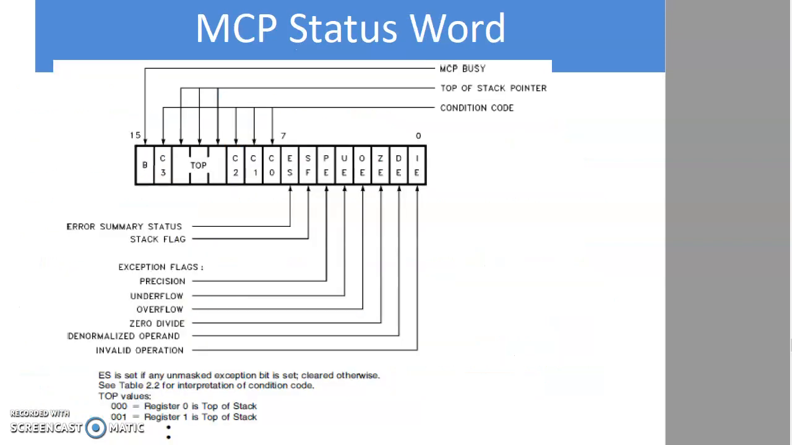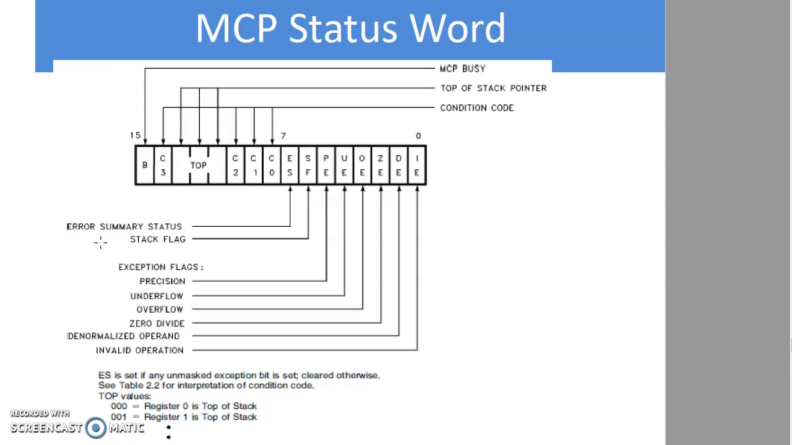So this is the 80387 status word format. As I told you, it is a 16-bit status word register. It has exception flags: precision, underflow, overflow, zero divide, denormalized operand, and invalid operation. These are all exception flags of the 80387. Then it also has the error summary status bit and stack flag.